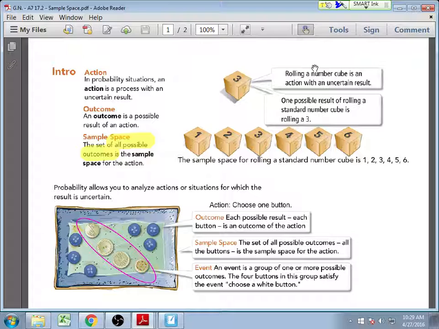6 is the only outcome? No, there's 6 outcomes. But we list each individual outcome. So instead of just saying 6 outcomes, you would say the sample space is or includes 1, 2, 3, 4, 5, 6. You list it out. So make a note here that we don't just say there are 6 possible outcomes. We list every outcome in detail.